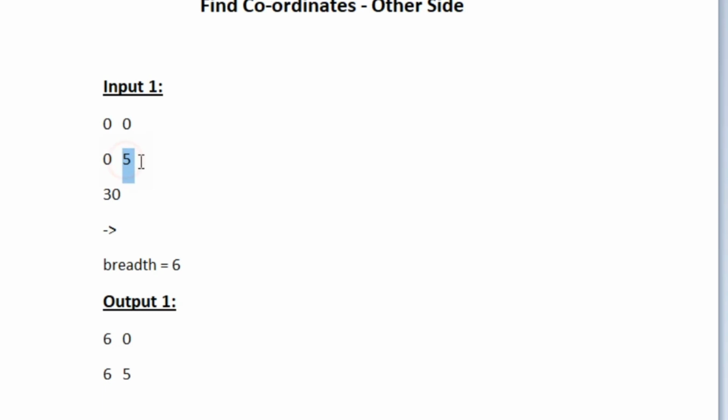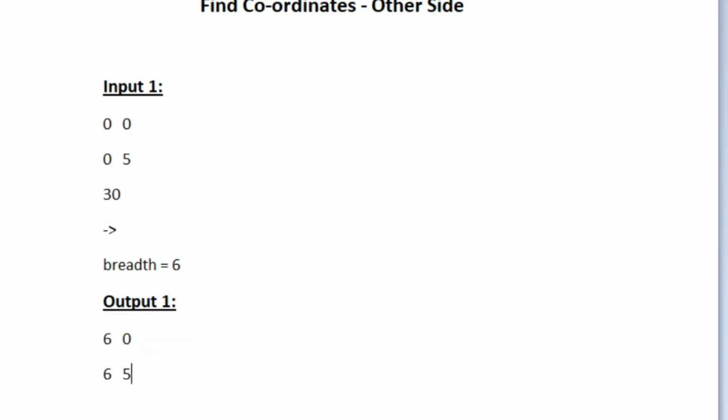In this case, first let us find which coordinate is the same. Here we can see that the y coordinates are not the same. In the first coordinate y is equal to 0 and in the second coordinate y is equal to 5. So y is not the same. But in this case the x is the same. The value of x is 0 in both the coordinates. So we have to add the breadth value to the x coordinates. So 0 plus 6 is 6, and for the second coordinate also 0 plus 6 is 6. So the new coordinates will be 6, 0 and 6, 5. In our output we can see that we are printing 6, 0 and 6, 5.